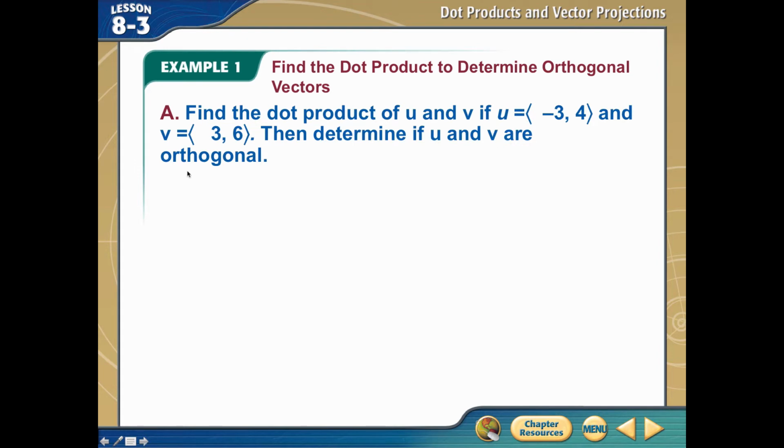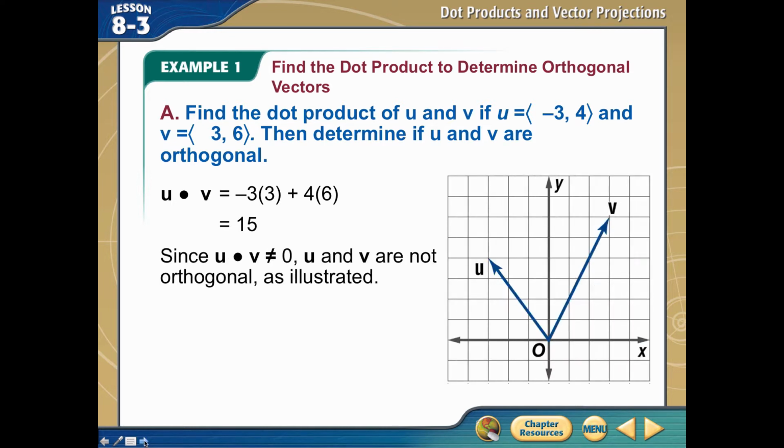So let's look at an example here. You have two vectors, u and v. Vector u is negative 3, 4. Vector v is 3, 6. To find the dot product, negative 3 times 3, plus 4 times 6. Add that all together, and you see you get 15. Since 15 is not 0, those vectors are not orthogonal.